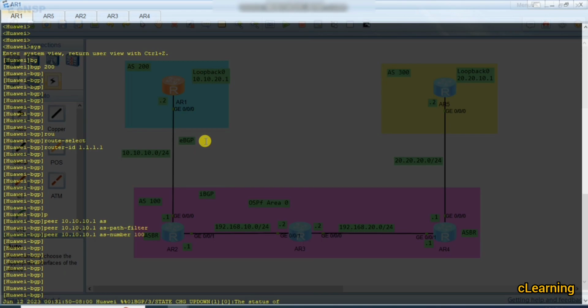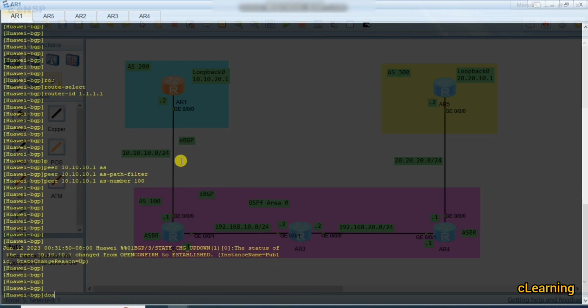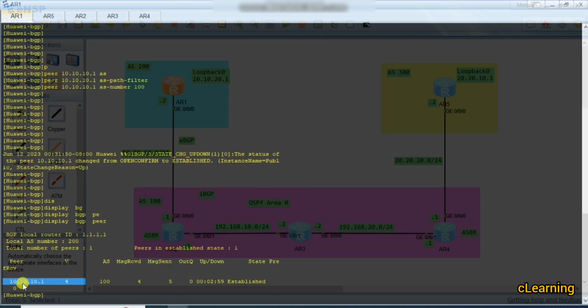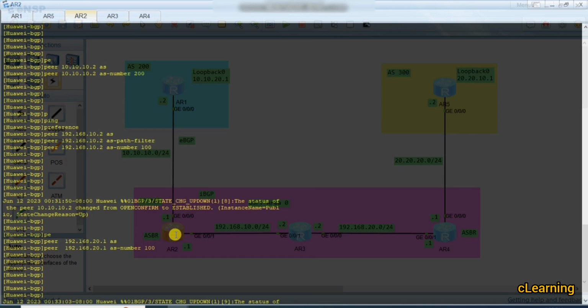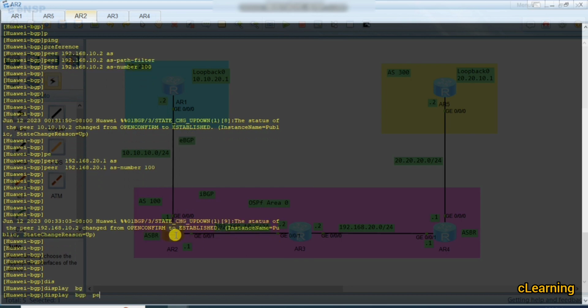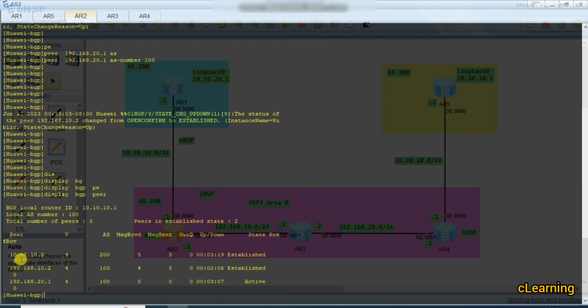Now you can see, with the command display bgp peer, you can find the BGP peer. The peer is 10.10.10.1, which is this, and the peer's AS number is 100. Now on this router we also run display bgp peer, and you can see the peer is 10.10.10.2, which is this one. So the peer has been established. Their packets have been exchanged, and now they are in the established state, which means they are in full peer state.